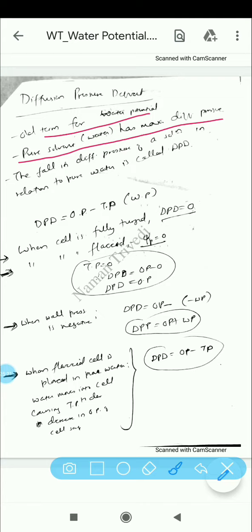That is, if I take two systems, one in which I have dissolved salt, and another with only pure water, psi W will always be more in the pure water. The one in which I have dissolved salt will have less psi W. Why? Because salt is a solute, and if I dissolve it in water, it decreases the pure H2O molecules. So the maximum diffusion capacity will be in the pure water, not in the sodium chloride solution, not in the salt solution. Remember that.